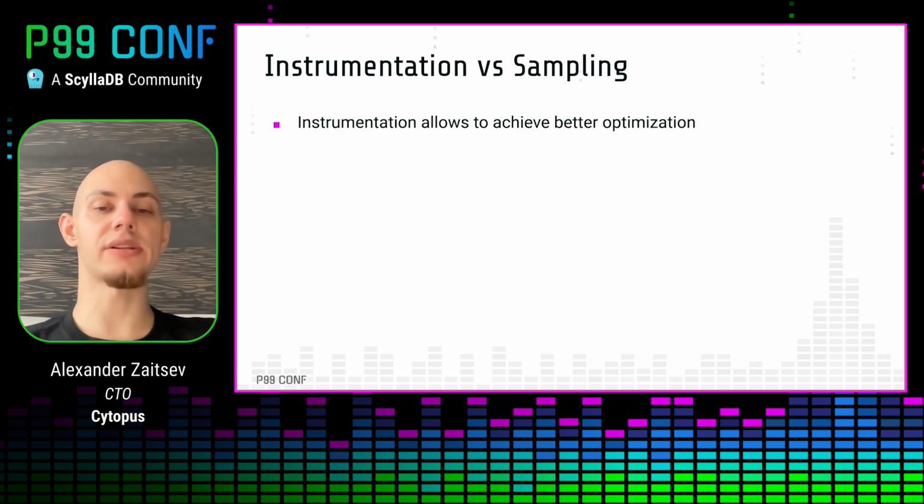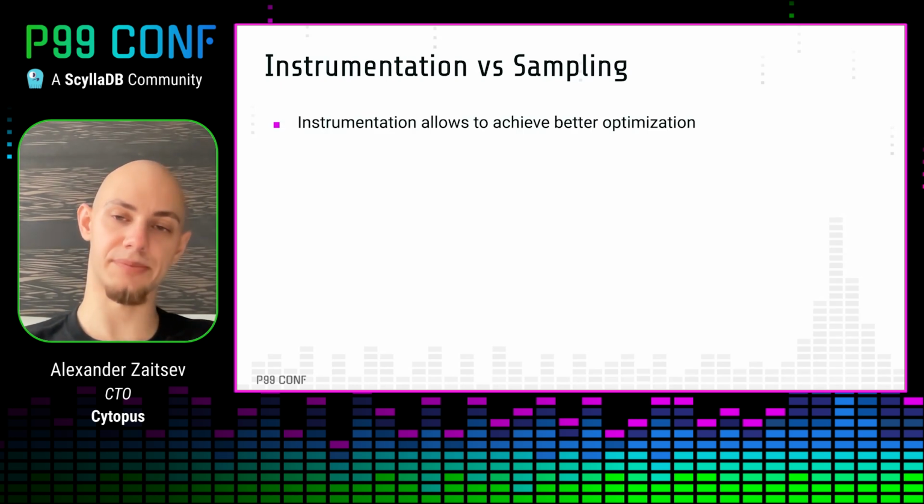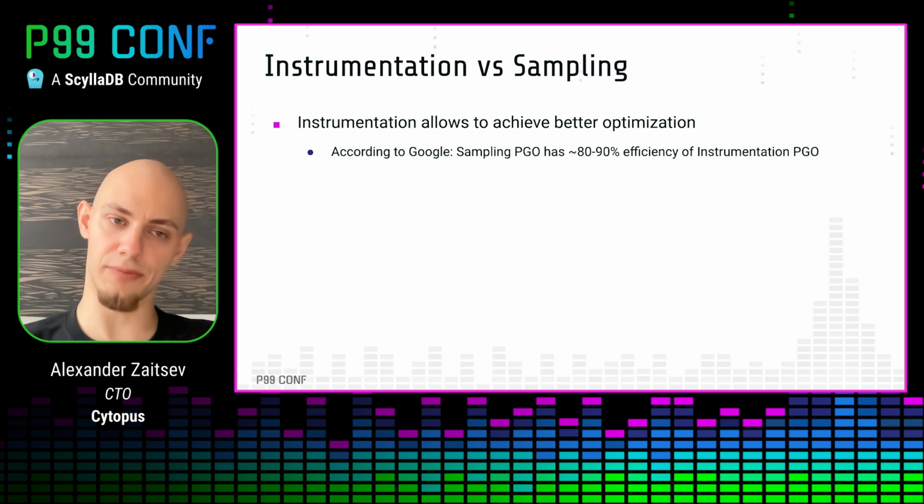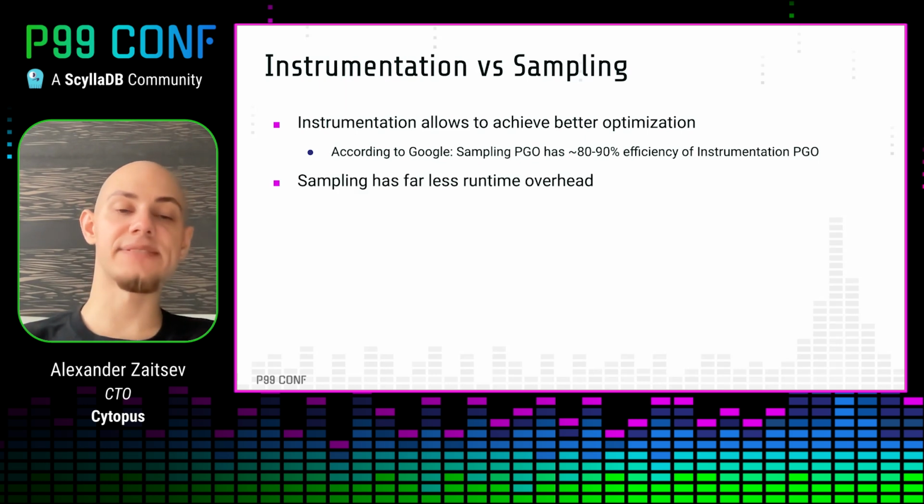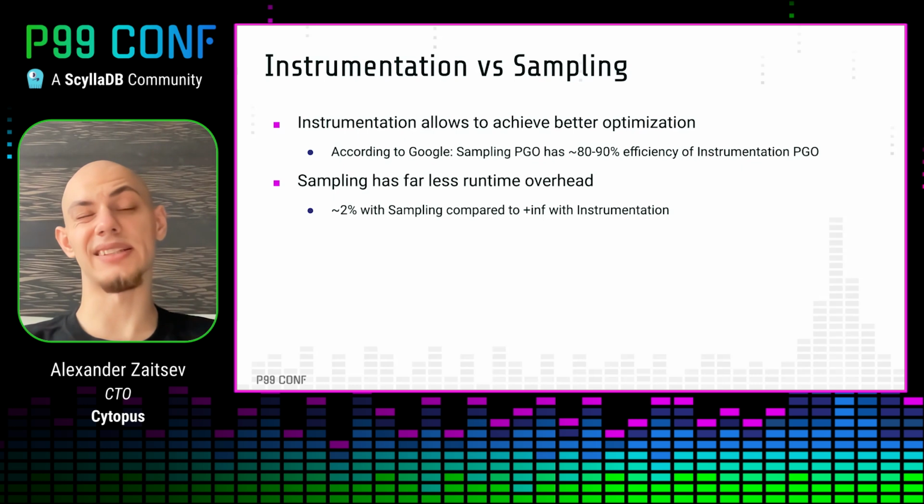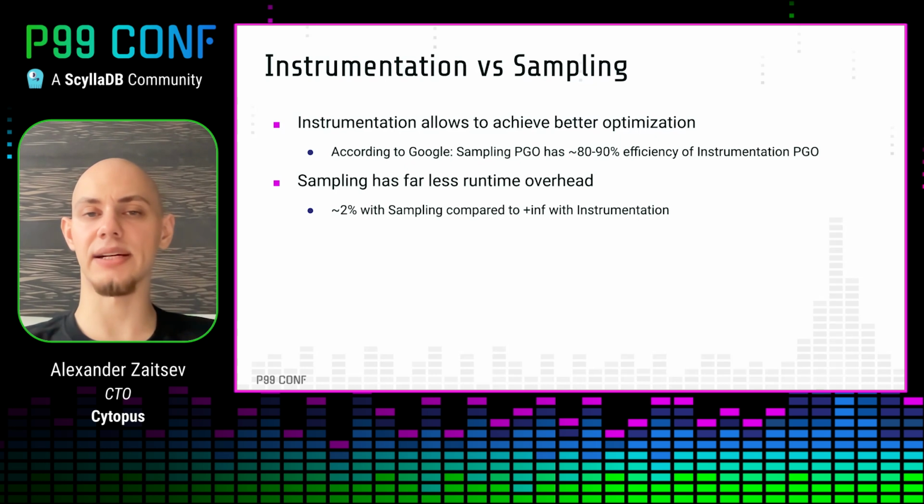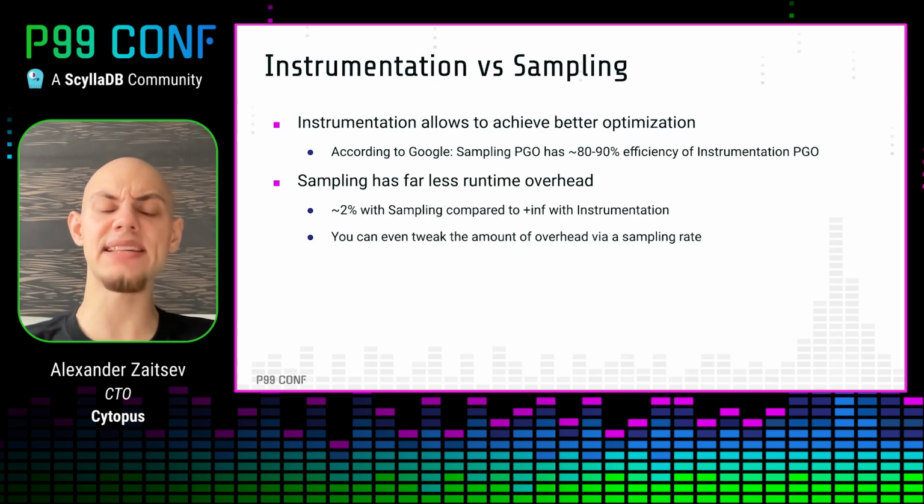At first, instrumentation allows you to achieve better optimization in general. According to Google, sampling PGO usually achieves 80 to 90% of the efficiency of instrumentation PGO. Sampling has far less runtime overhead compared to instrumentation, like nearly 2% with sampling compared to plus infinite with instrumentation. Remember the ClickHouse case. And even this amount of overhead can be tweaked.